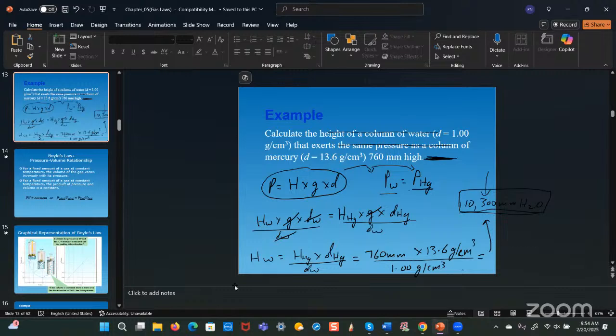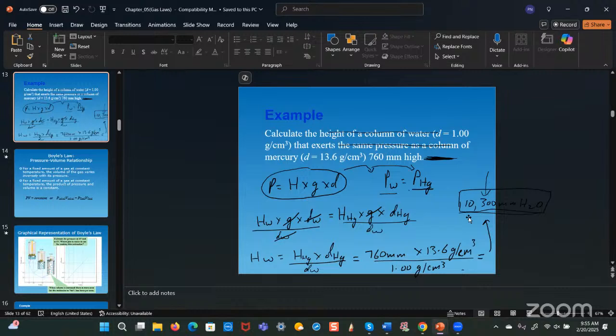So basically it's algebra. I end up with this equation right here: the height of the water column is equal to the height of the mercury column times the density of the mercury divided by the density of the water. And then I plug the numbers in. The height of the mercury column is 760 millimeters, which is equal to 1 atmosphere that we talked about before, multiplied by 13.6, the density of the mercury, divided by the density of the water, which is 1.00 grams per cm cubed. When you put those numbers in, you end up with 10,300 millimeters.